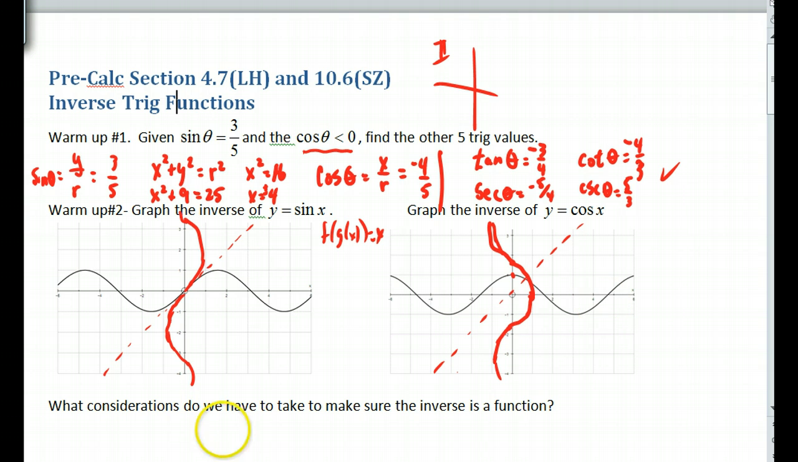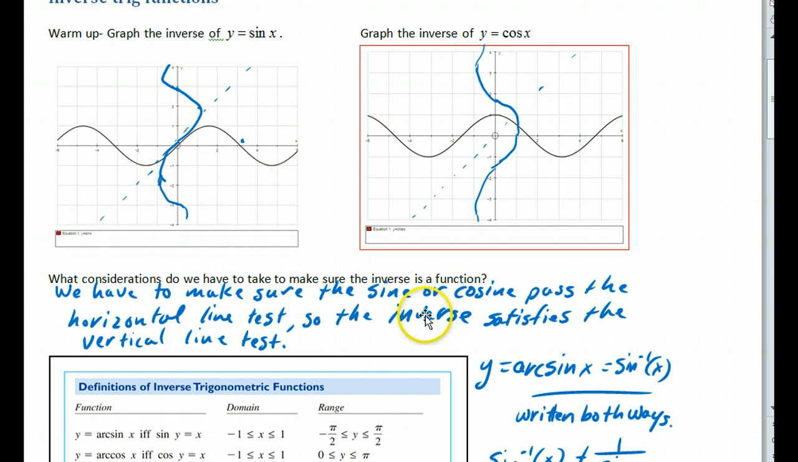So that is some of the considerations that we have to make sure about to see if this is a function. We have to make sure the sine or cosine pass a horizontal line test so the inverse satisfies that vertical line test. Well, what they did then is they said, okay, where can I take a strictly increasing or a strictly decreasing part of the curve to make it an inverse that we can deal with that would be a function?